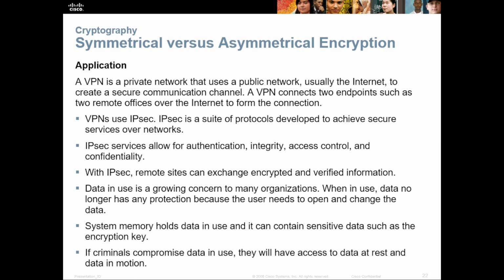So system memory holds data in use and it can contain sensitive data such as encryption keys. So if criminals actually compromise the data that is in use, they will have access to the data at rest and in motion. Remember, data at rest is data that is being stored probably on a hard drive, flash drive, right? Data that is not being used at the moment, and data in motion is data that is in transit, so data is being sent over the network.